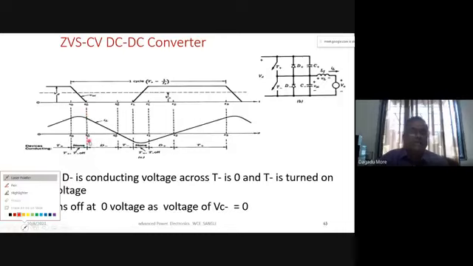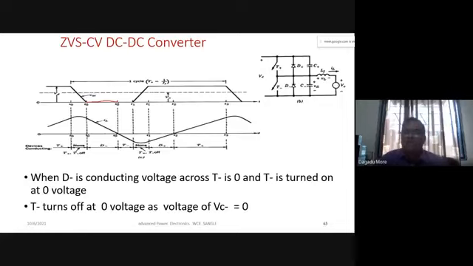Let us take a plain case here. D minus is on. When D minus is on, it means our voltage across the capacitor is 0, and the current is positive. I'll try to show it here. Let us consider this period, which I am showing with red color. In that case, what is happening here? The voltage across this capacitor is 0, which means we require a 0 voltage, but our current is positive.